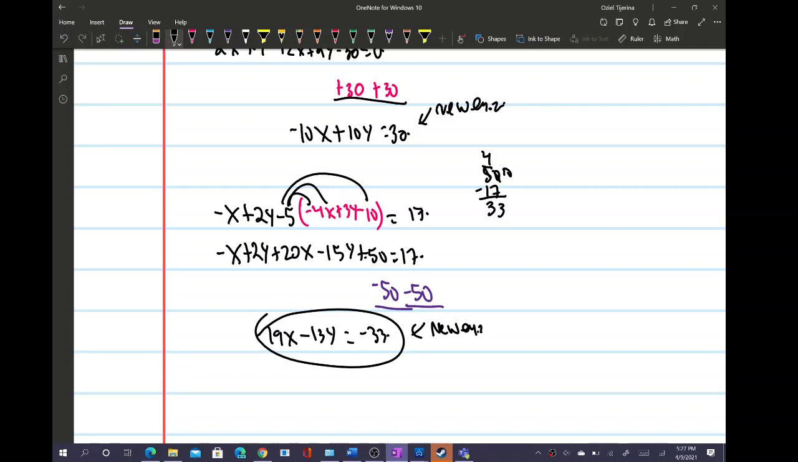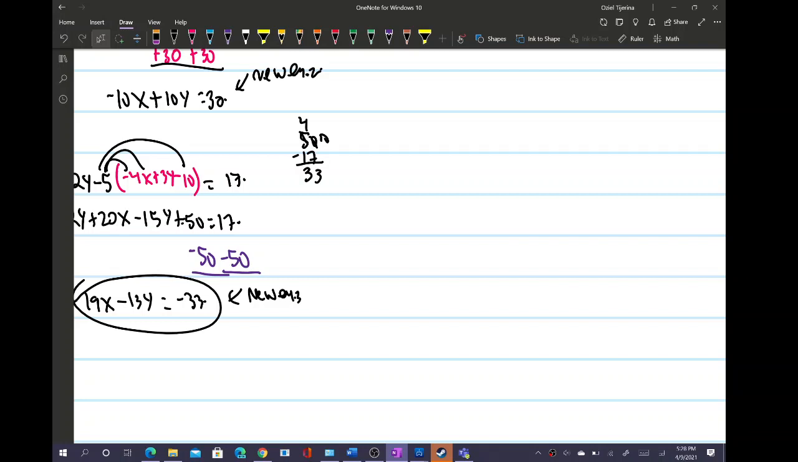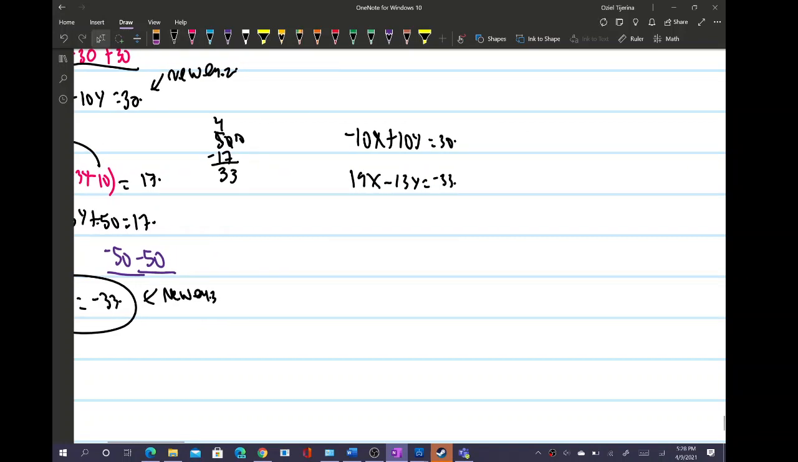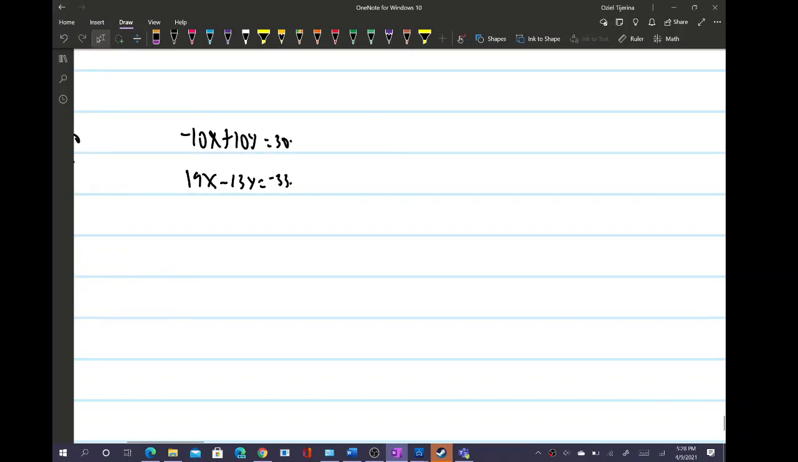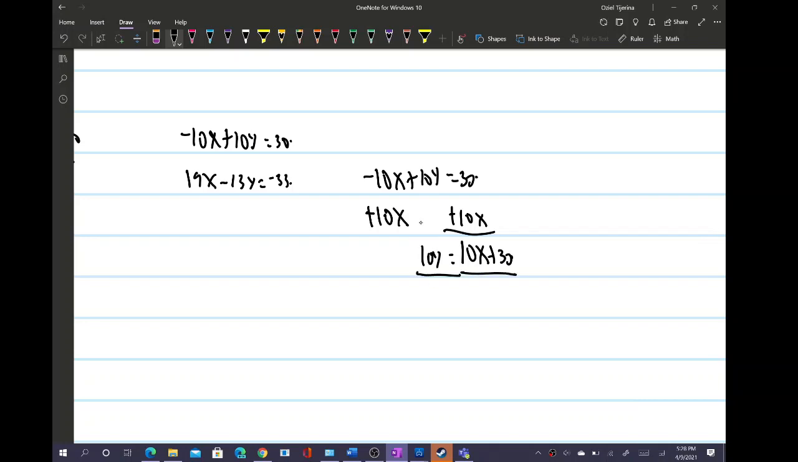Okay. So now you want to go ahead and solve one of them. So you have a system of 2 equations. And you want to solve one of them for x or y. So you have negative 10x plus 10y equals 30. You're going to solve it for y, right? Or you can do x. Just be careful when you do it. So you have 10y equals 10x plus 30. You divide both sides by 10, you get y equals x plus 3.